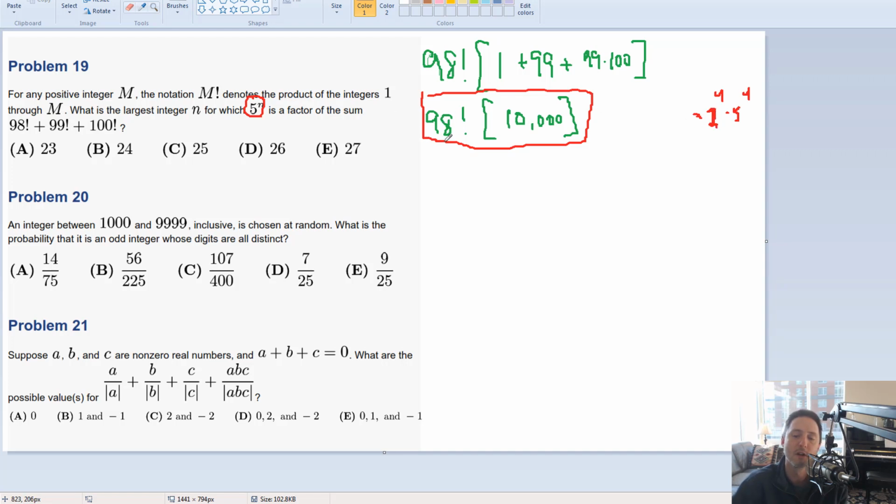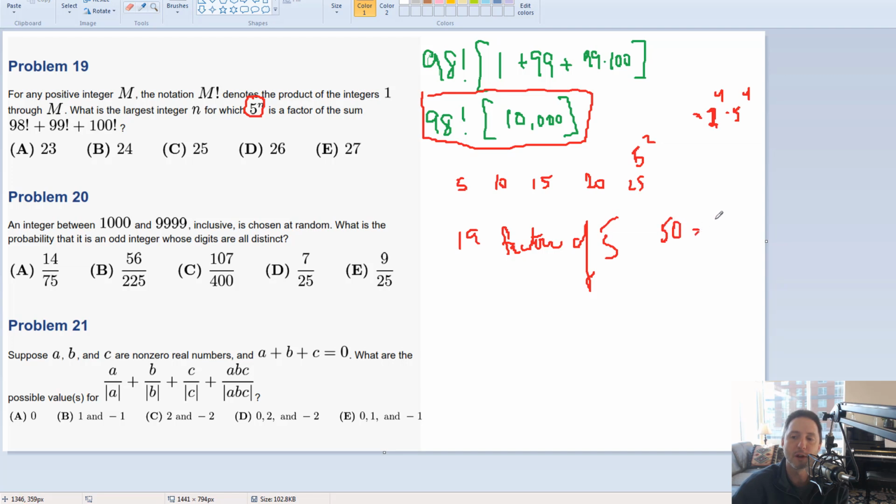Question is, how many 5s are in the product of the first 98 numbers? Well, we know we have a 5, we have a 10, we have a 15, we have a 20, we have a 25. How many multiples of 5 are there up through 98? Well, there are 19, right? 5 times 19 is 95. So we have 19 factors of 5, okay? We actually have a couple more, right? Because 25 has an extra one. This is 5 squared.